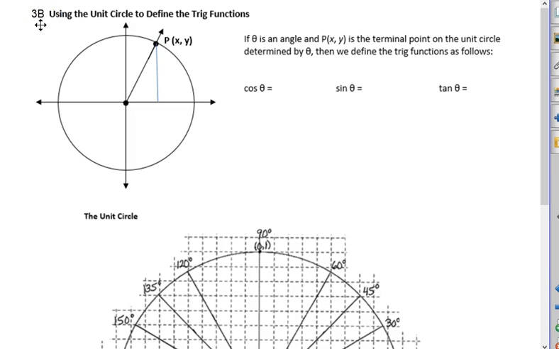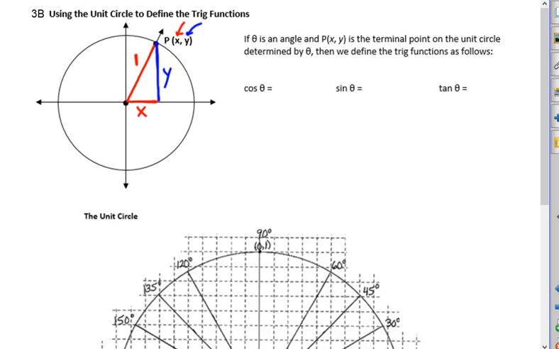We're first going to recap. We've looked at the unit circle in quadrant 1. So just to recap, in the unit circle, the hypotenuse equals 1. The adjacent side is just the x coordinate of the point right here, and the opposite side is the y coordinate of the point. So this is x, this is y.